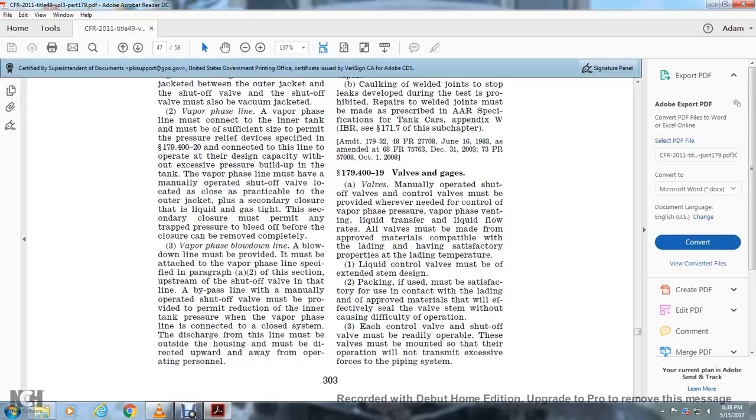179.419, valves. Manually operated shutoff valves and control valves must be provided where needed to control vapor phase pressure, vapor phase venting, liquid transfer, and liquid flow rates. All valves must be made of metal compatible with the lading, having satisfactory properties at lading temperature.